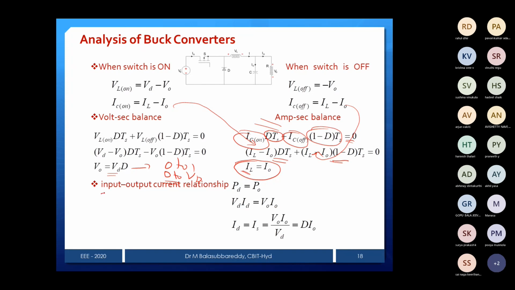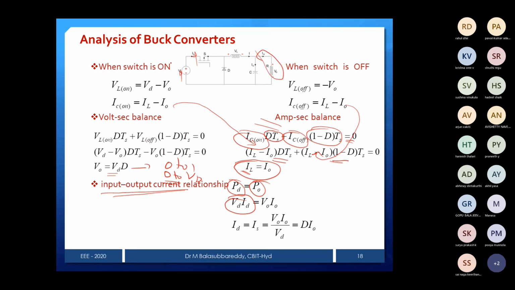Now consider that input is equal to output, as a lossless system. Therefore input power is equal to output power. What is the input power? VD is the input voltage and ID is the input current, so VD ID is equal to the output side Vout into Iout.